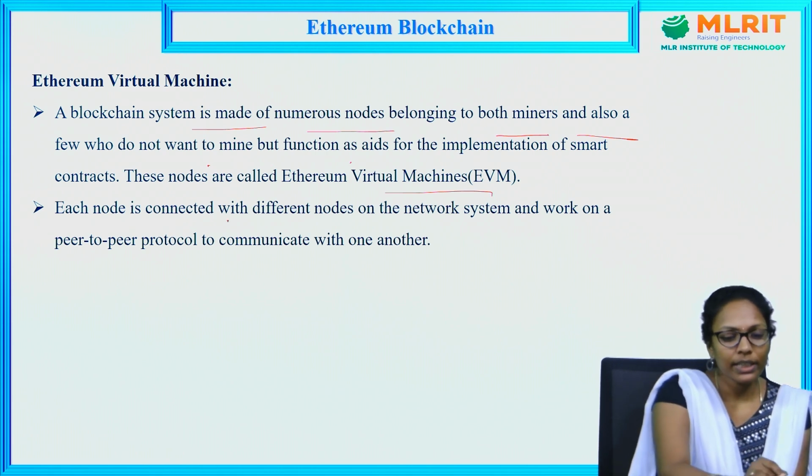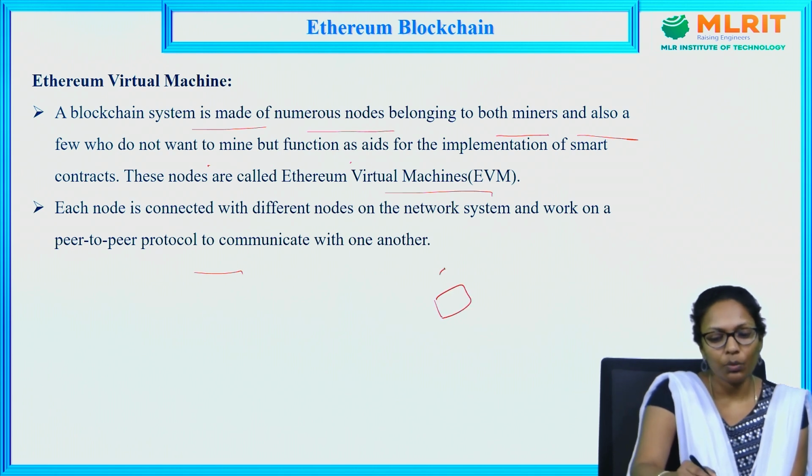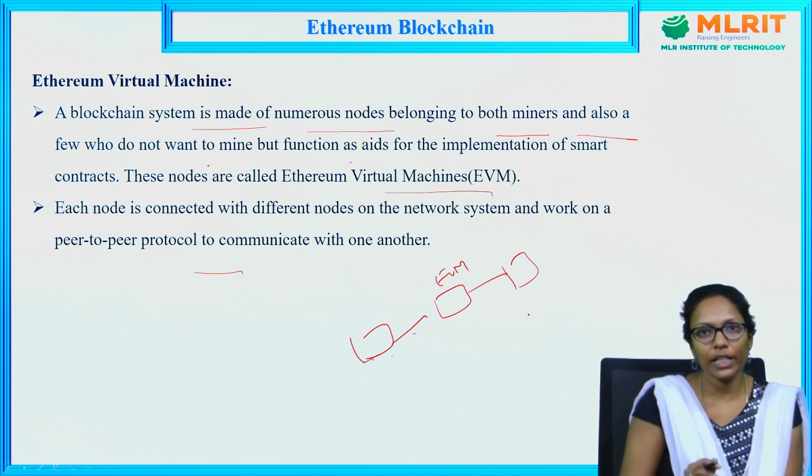Each node is connected with different nodes of the network using a peer-to-peer protocol to communicate. So whatever the EVM node is there, how will it be connected? It will be connected with all other peers for communication purposes.